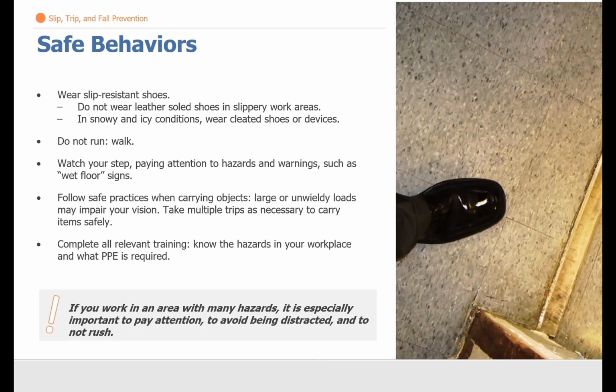But the biggest thing is when you're wearing these non-slips, they're helpful, but they're not going to mitigate everything automatically. You need to make sure that you're not running, just walk calmly instead. Watch your step and pay attention to wet floor signs, follow safe practices when carrying objects, and complete all of the relevant training, which is again, this right here, knowing the hazards of your workplace. And if you work in an area with many hazards, it is especially important to pay attention, avoid being distracted, and not rush.